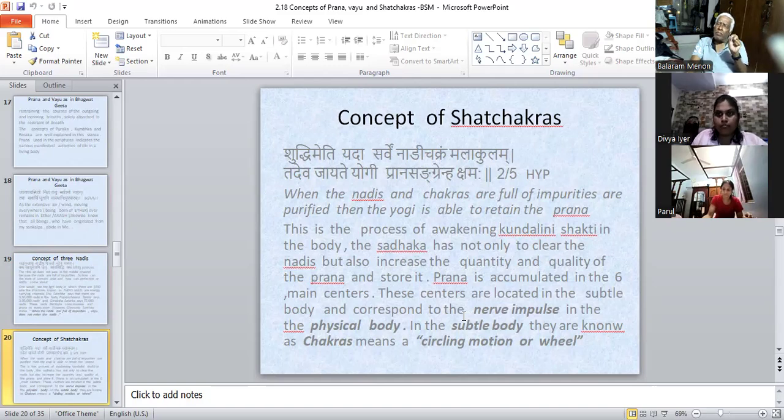Analyzing this, it becomes subtler and subtler. The prana is subtler than the nadis, and the nadis are subtler than the nerves. That's why they are known as energy-carrying channels. And that's why after continuous practice of asana and pranayama, the mind becomes blown up.